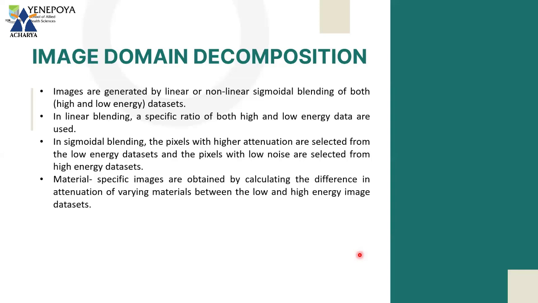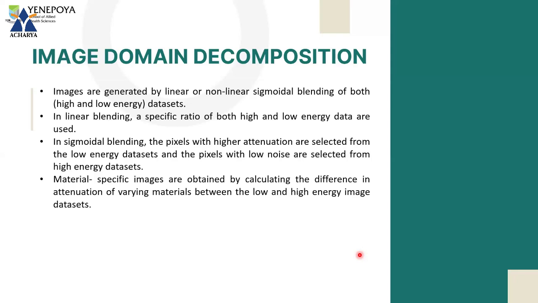If you are talking about blending, you can blend it in two ways: in a linear way or a sigmoidal way. In linear blending, a specific ratio of your high energy and low energy data are used. A certain amount of low energy data and a certain amount of high energy data is used. Both are registered together, and then you get to view the images.